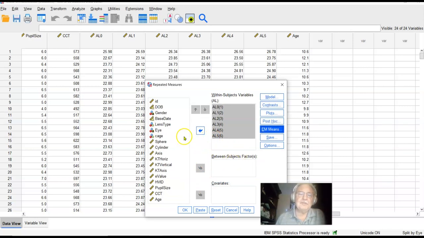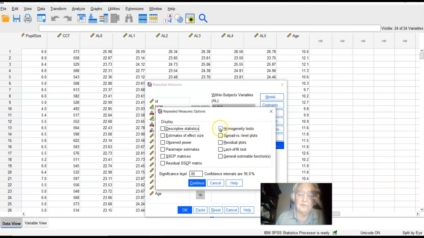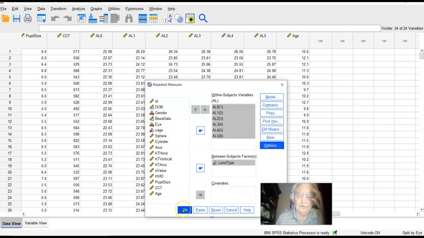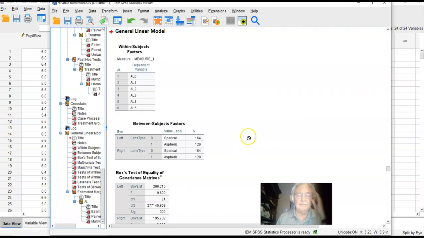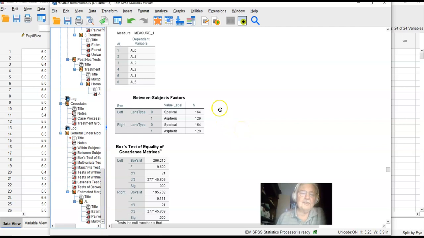We can have a between subjects factor, which I think would be nice. Let's put in lens type. And under options, we can test homogeneity of variance. We can do the effect size estimates, but again, that's the eta squared, not the ones we really want. We can put in parameter estimates, make it like a regression. But that's about what we're going to do right there. So, okay. Now I suppose I could have done, well, but let's just look at what it's got.